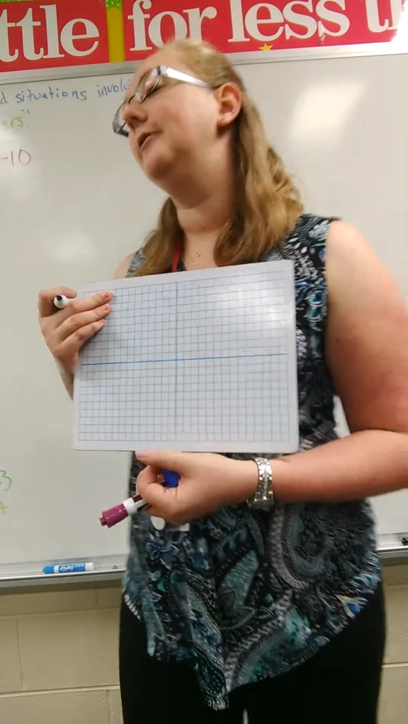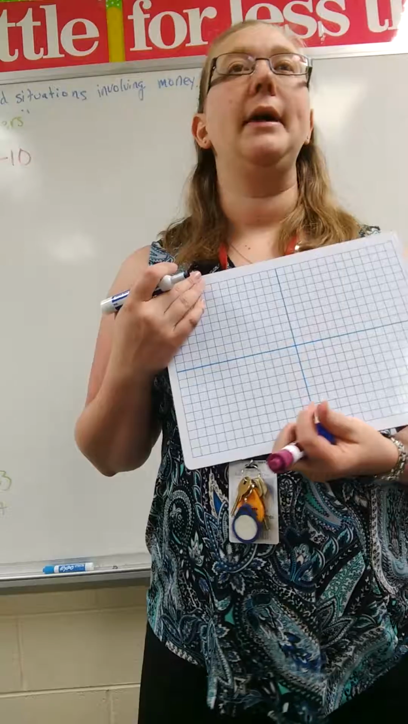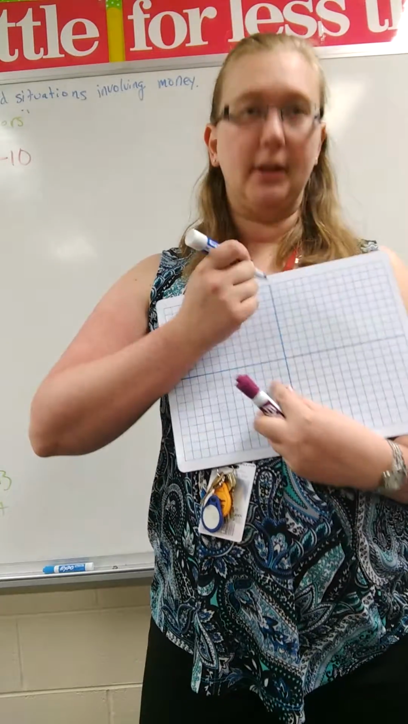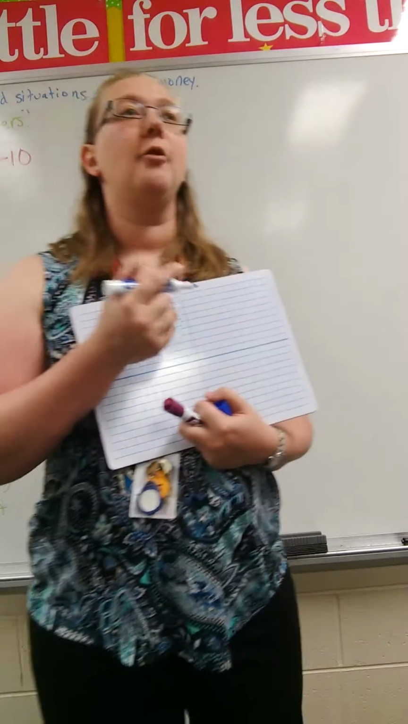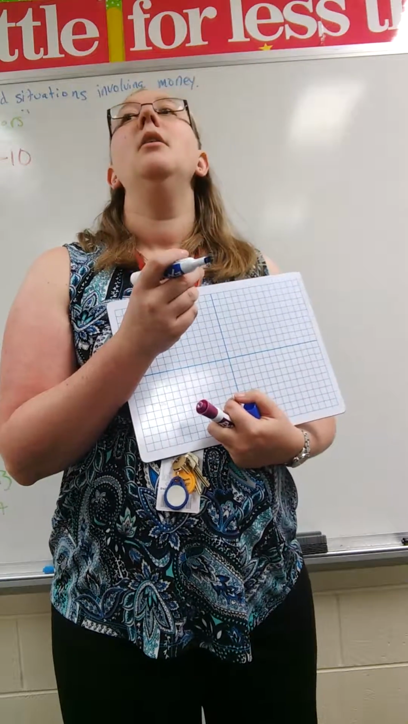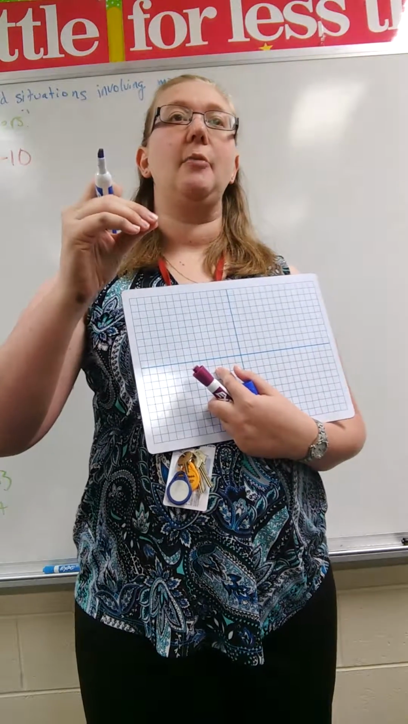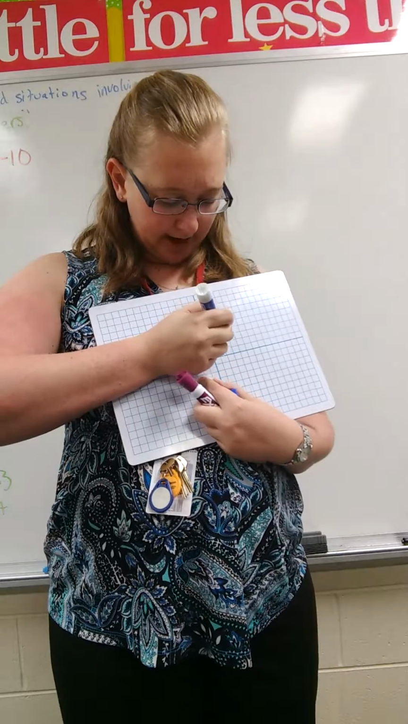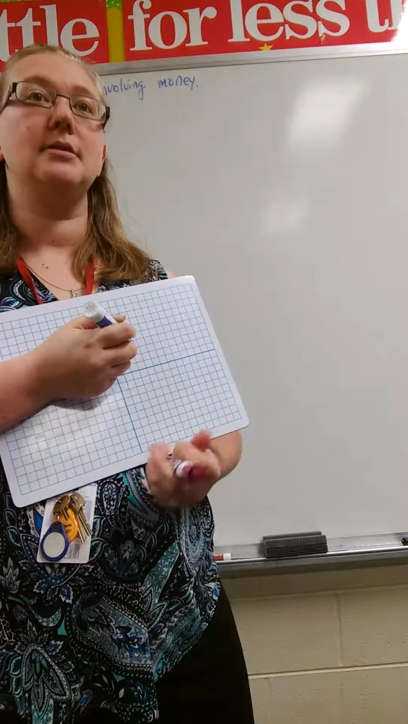When we graph ordered pairs, when we graph our points, whole numbers are on the lines. If we had to graph -1.5, we would be in the space. Okay? So we are plotting our points on the lines. That means that we should be putting points where 2 lines intersect. Does that make sense?